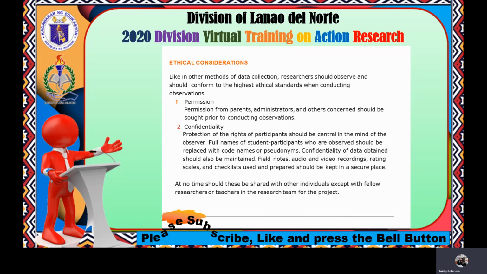Field notes, audio and video recordings, rating scales and checklists used should be kept in a secure place. So we have to keep this one to have this confidentiality of the data that we gathered. Should this be shared with other individuals except with fellow researchers or teachers in the research team for the project.